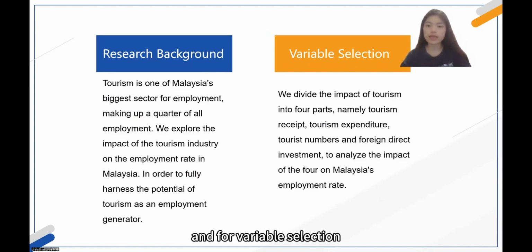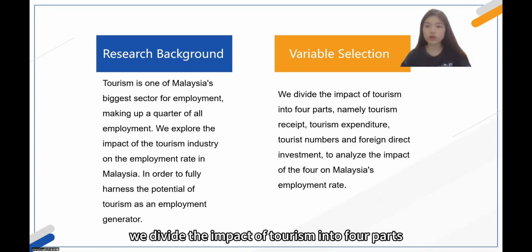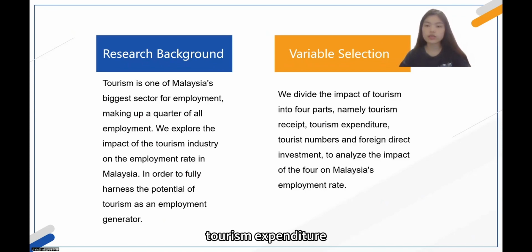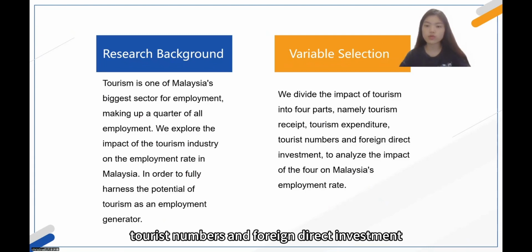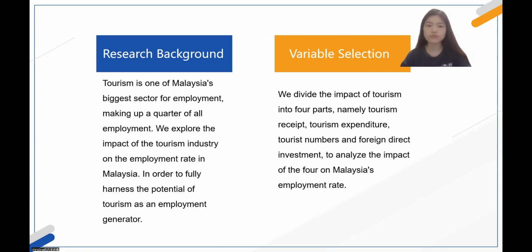And for variable selection, we divide the impact of tourism into 4 parts, namely tourism receipts, tourism expenditure, tourist numbers, and foreign direct investment, to analyze the impact of the 4 on Malaysia's employment rate.